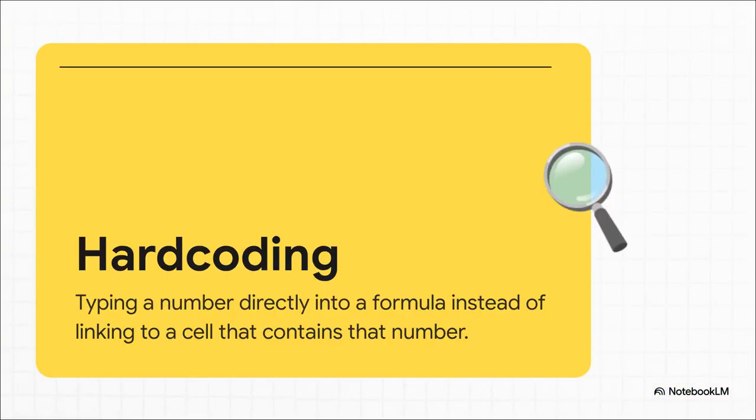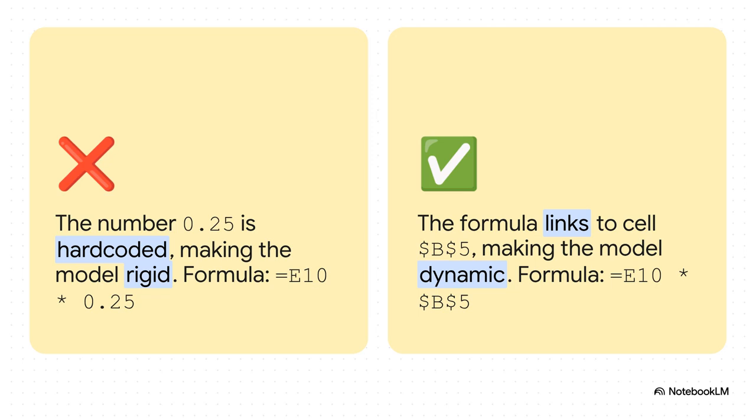Okay, mistake number 1, and this is the big one, folks, is hard coding. All this means is you're typing a number, say a tax rate, directly into a formula, instead of linking to a cell where that number lives. Just look at the difference here. On the left, see that 0.25? It's just typed right in. That's the wrong way. It makes your model totally rigid. If that tax rate ever changes, you have to go on a treasure hunt to fix every single formula. But on the right, see what links to cell B5? That's the right way. It's a tiny change that makes your model dynamic and actually usable.